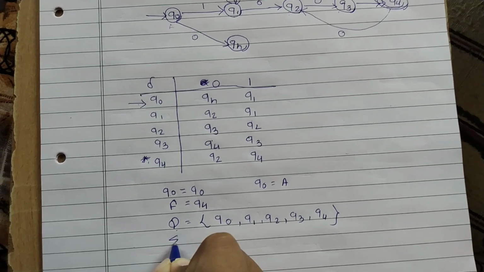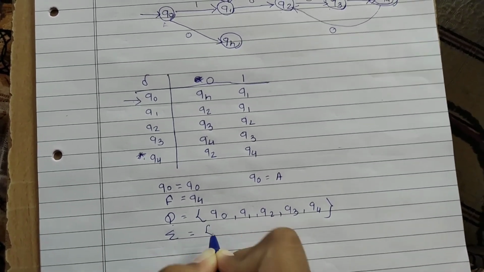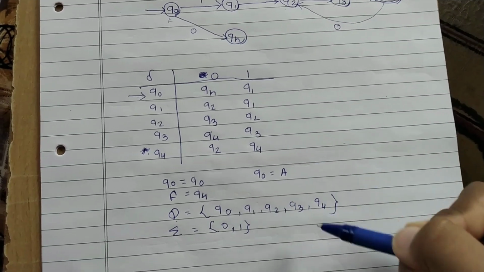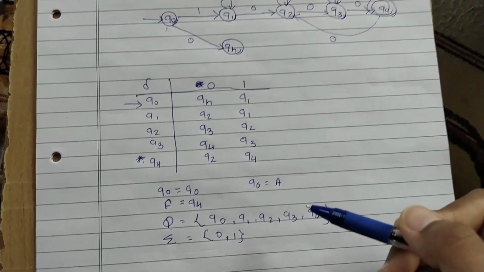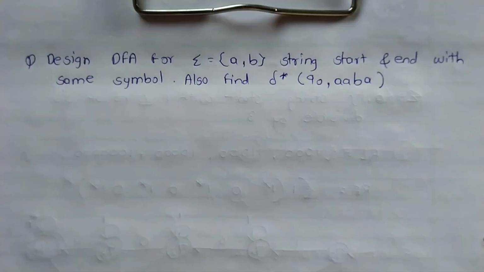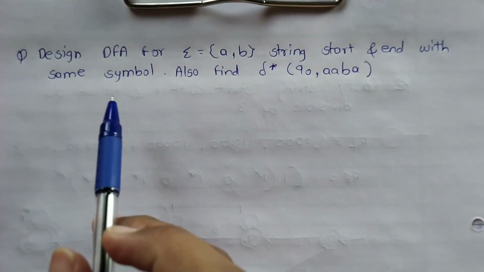Then this sigma means the string contains 0 and 1. So these are some important basics of the DFA. Please keep them in your mind. We see one more example.